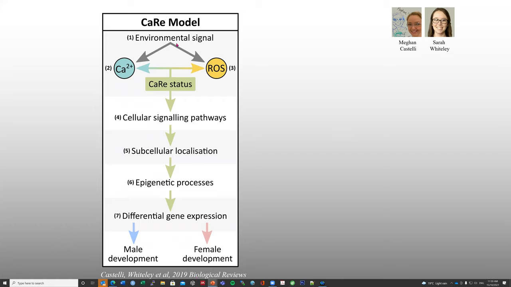And basically, it's based around a number of steps that lead to male or female development. The first step involves the capture of the environmental signal by the cell. Then the second step is, once it's captured, transducing it through signaling pathways and subcellular localization of various elements of the regulation within the cell to alter epigenetic processes in the cell, primarily chromatin modification, to release or not release particular genes for expression. That leads to differential gene expression of the genes that are important for sex determination that lead to male and female development.